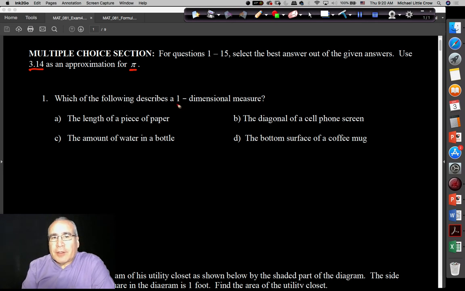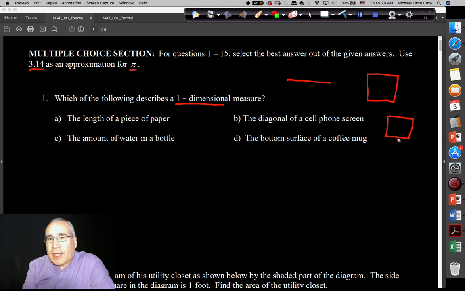Which one of these describes a one-dimensional measure? So remember, one dimension is sort of just like a straight line. Two dimensions would involve a length and a width, so it's going to be a two-dimensional object. Three-dimensional will involve three dimensions, so it's going to have length and width and height. So something like a cube thing. So this is 3 dimensions, this is 2 dimensions, and this is 1 dimension.